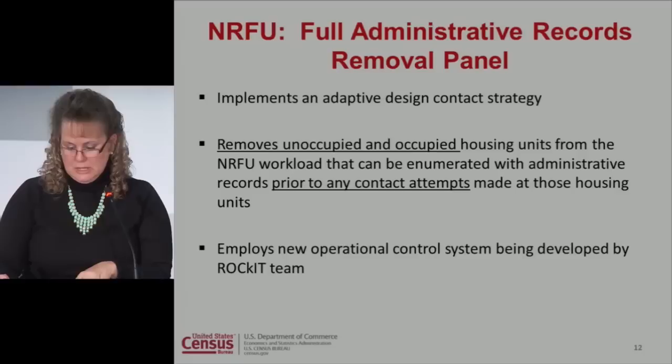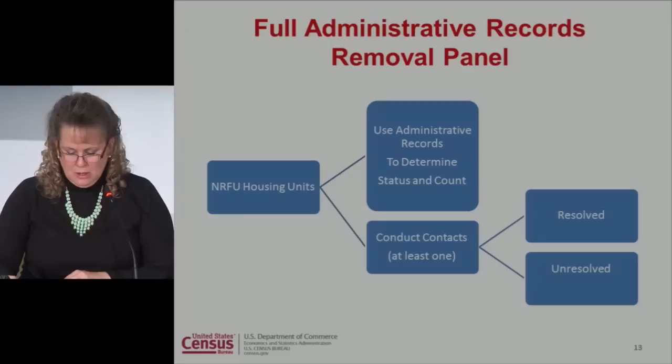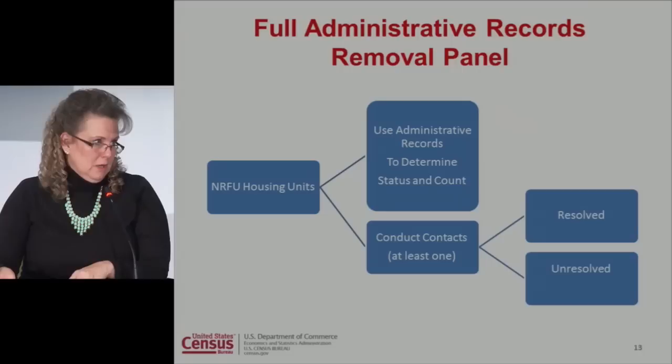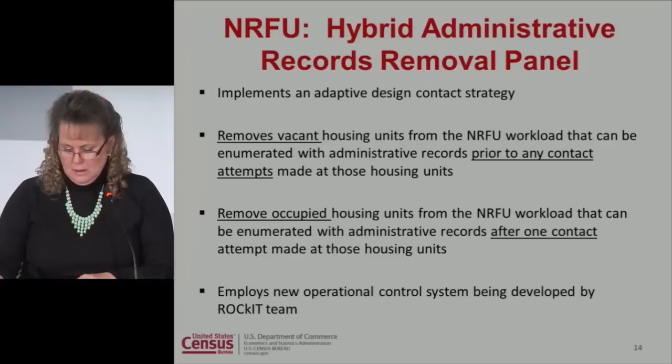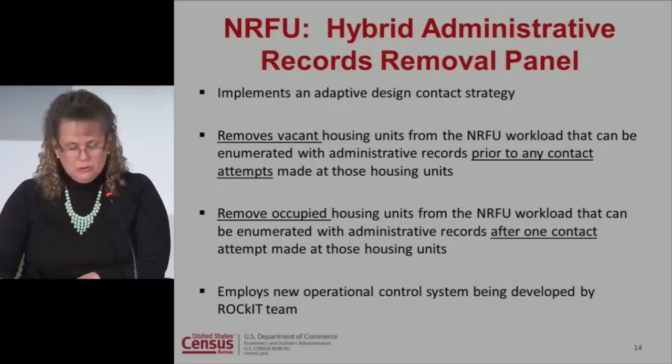This slide just provides you a graphic for the full administrative records removal panel, and I believe you've seen something similar to this in past presentations. Panel 3 is the hybrid administrative records removal panel, which implements an adaptive design contact strategy and will reduce the initial workload for non-response follow-up to exclude any housing units that were identified as vacant using administrative records prior to any contact attempts being made.